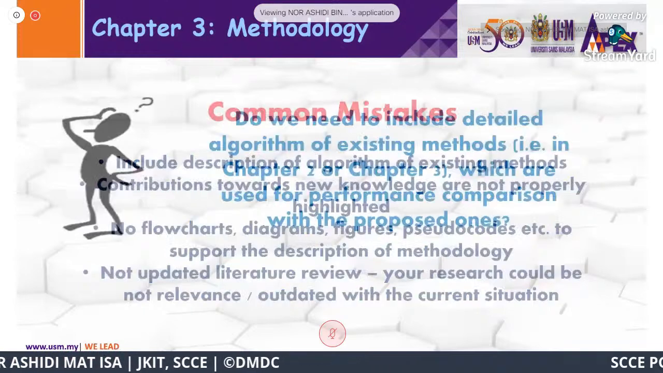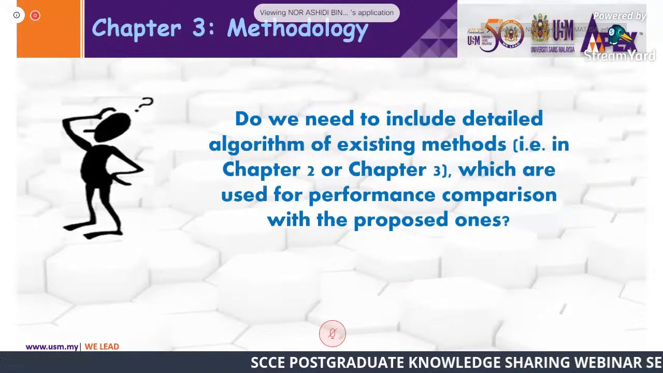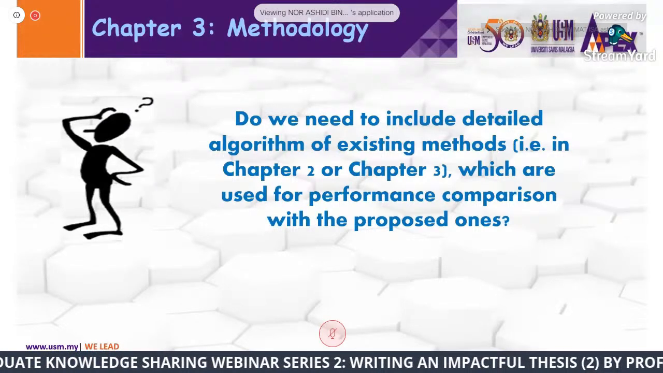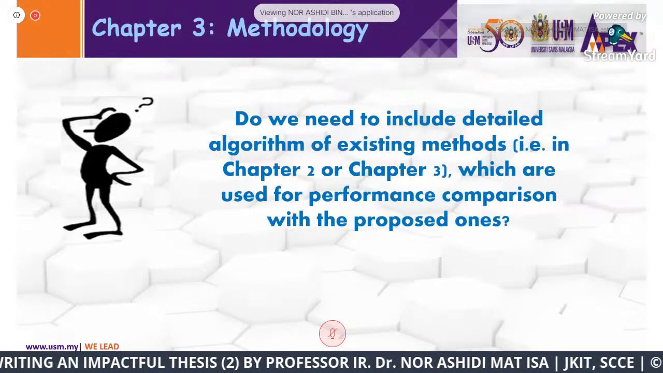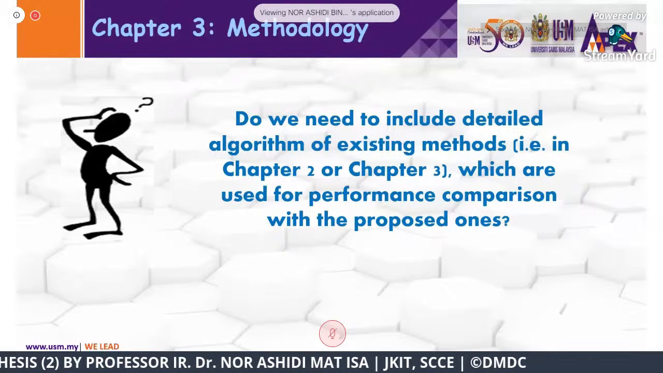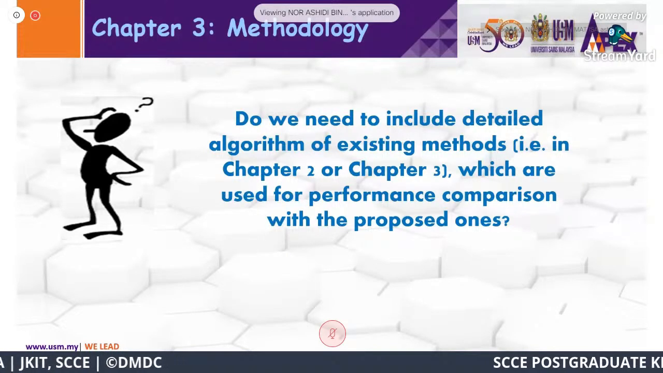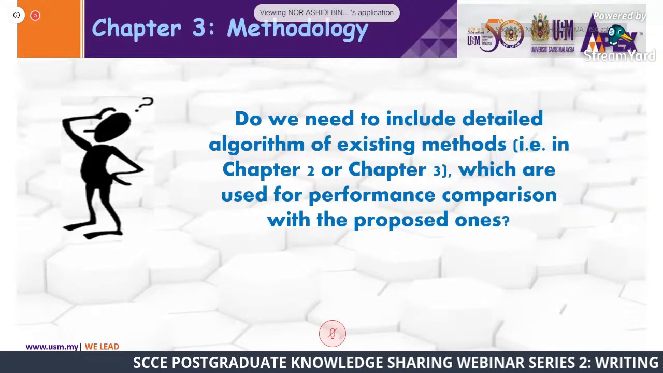My question: do we need to include the detailed algorithm of the existing methods, in either chapter 2 or chapter 3, which are used for the performance comparison with the proposed one? Let's say you have your own techniques, and you want to compare with technique A and technique B. Do we need to include the detailed algorithm of technique A and technique B?